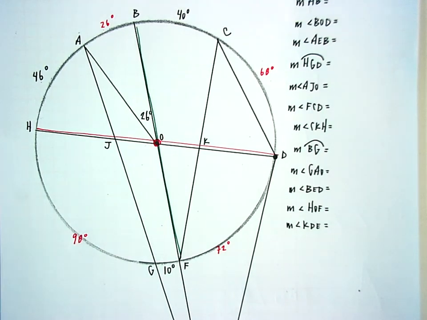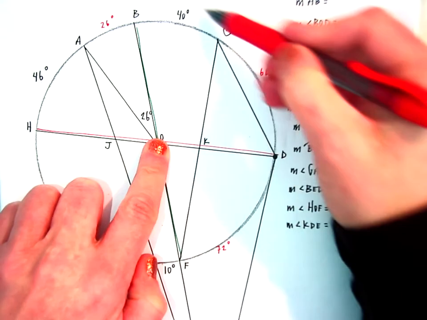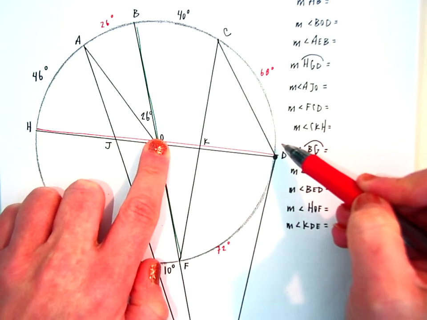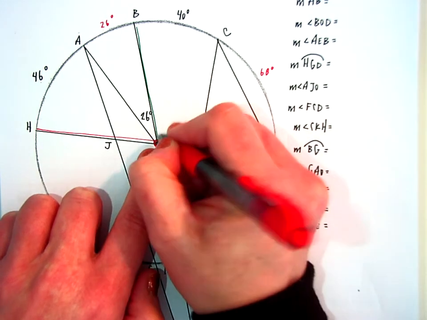So now I'm going to go ahead and fill in any central angles. A central angle, the vertex is always the center of the circle, and it's going to have the same measure as its intercepted arc. So right here first. So from here to here would be the intercepted arc. So I'm looking at 40 plus 68. So I get 108 right here.